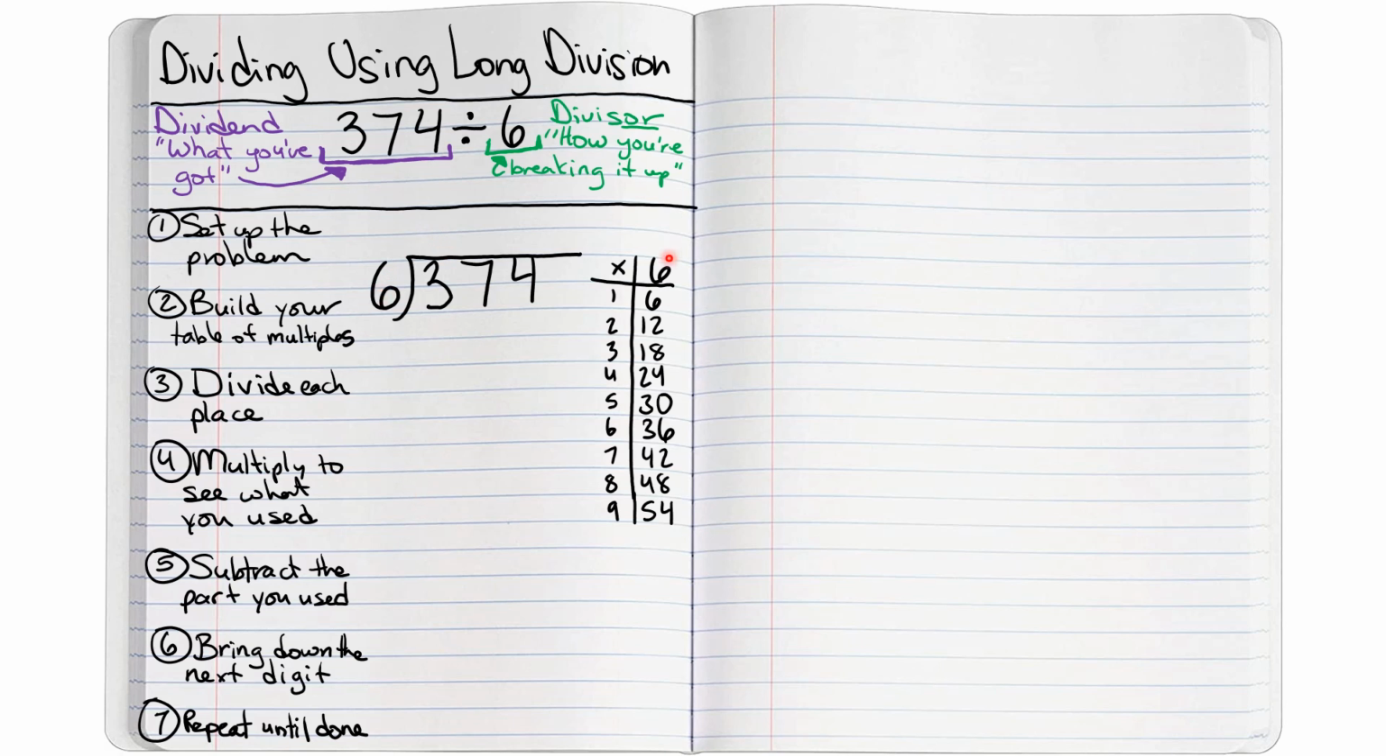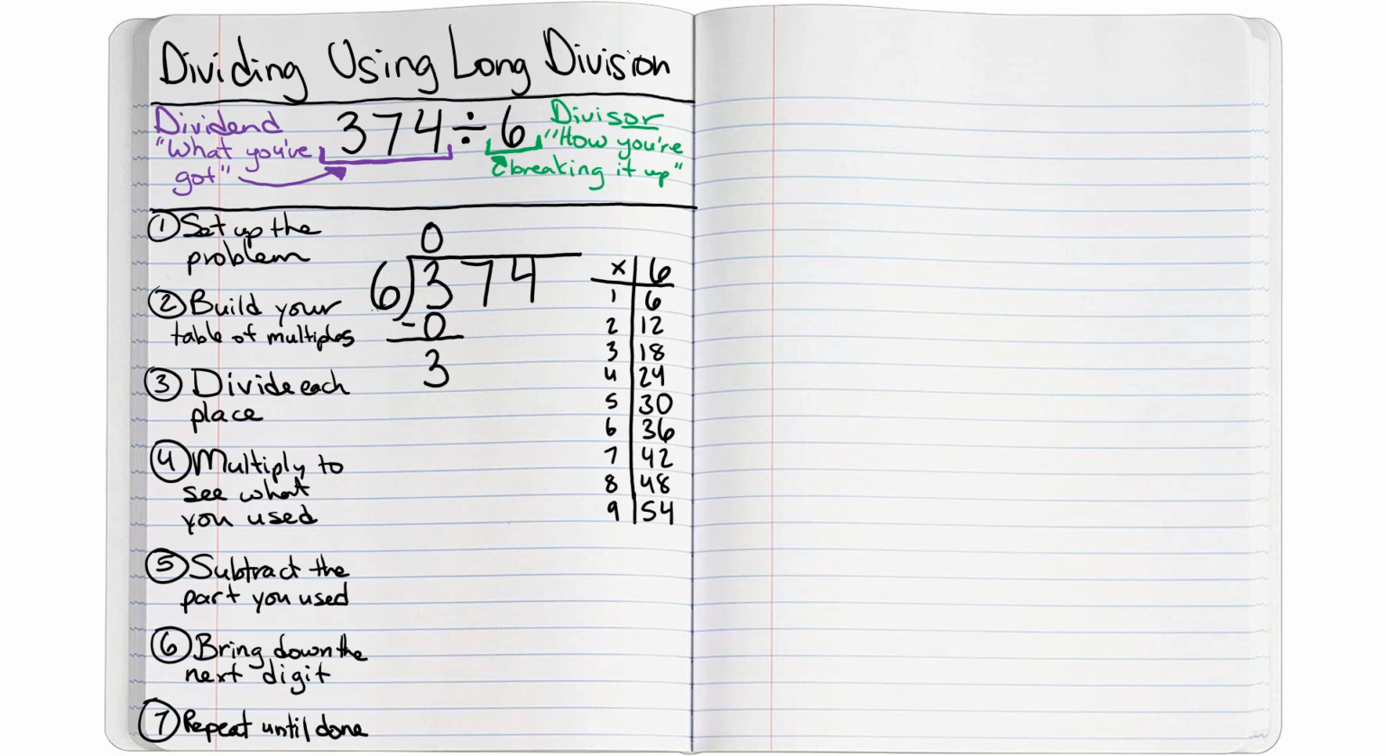If I think about that, looking at my table of multiples, I need at least 6 to make one group. So if I only have 3, I can't make any groups. So I'm going to say 0. I can make 0 groups. Once I figured out how many groups I can make, that's my dividing, then I can multiply to figure out what I used. I'm going to multiply the number of groups times my divisor. 0 times 6 is 0, which makes sense. 0 groups means I used 0 pieces. Then I'll subtract away what I used. 3 minus 0 is 3.